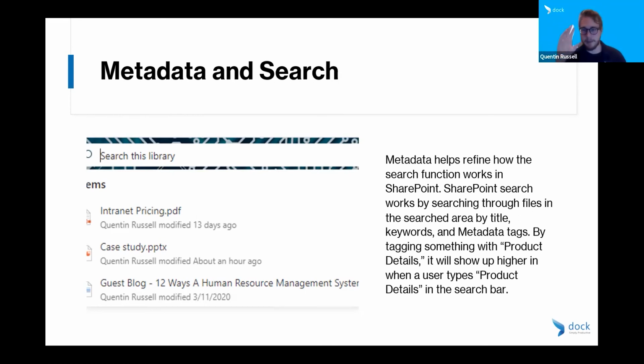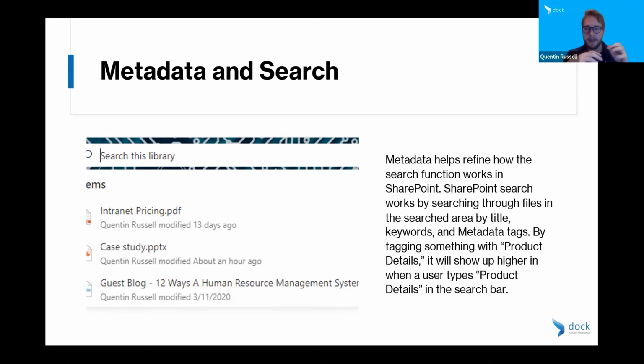So if you're setting up an April 2020 marketing plan and you use the phrase April 2020 marketing over and over again, then even if the document wasn't titled April 2020 marketing, it would still show up very highly in the search results, because SharePoint identified that as a keyword. But then it also searches by metadata tags, because metadata tags are your way of telling SharePoint what you're associating the document with.